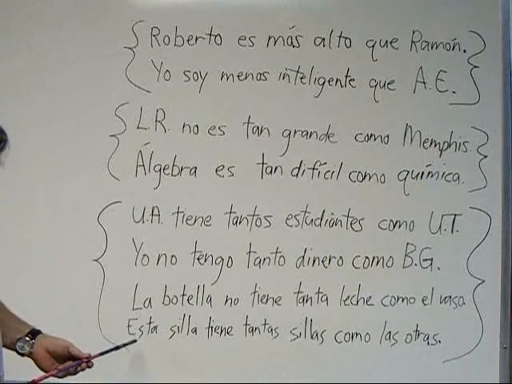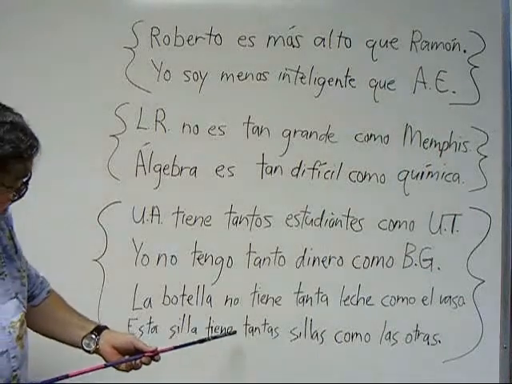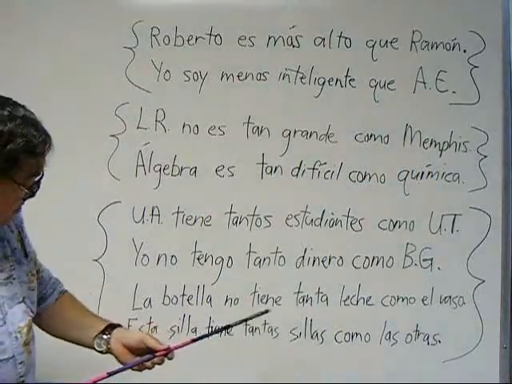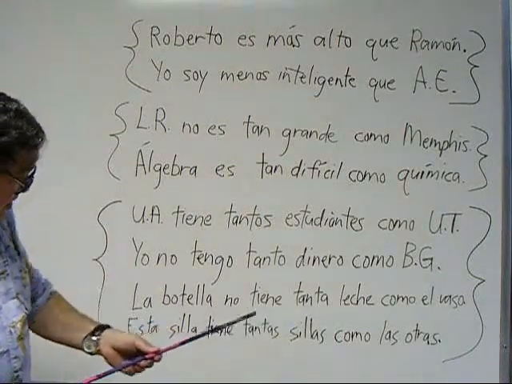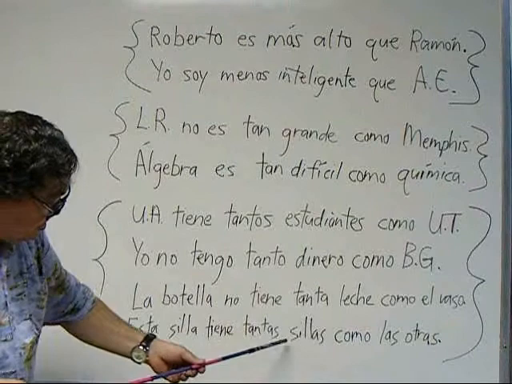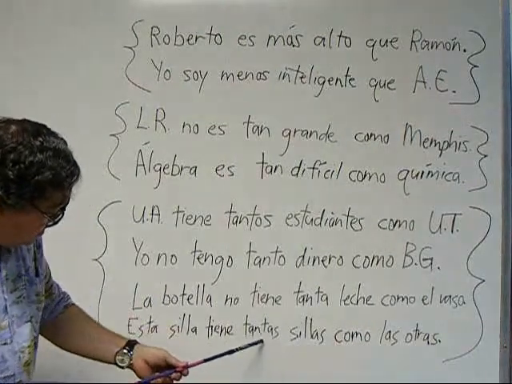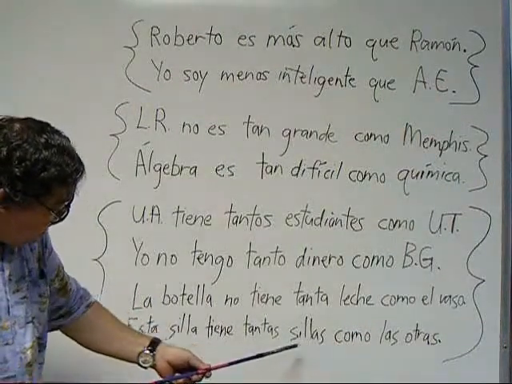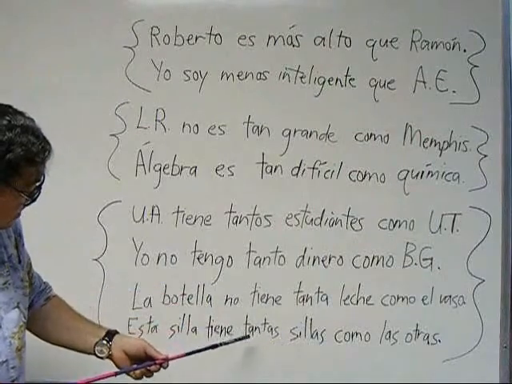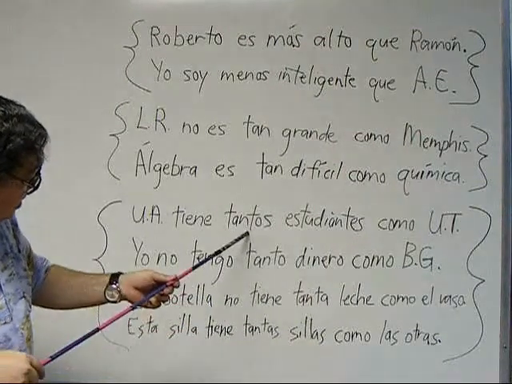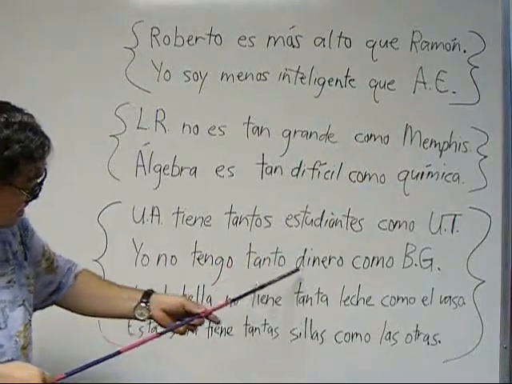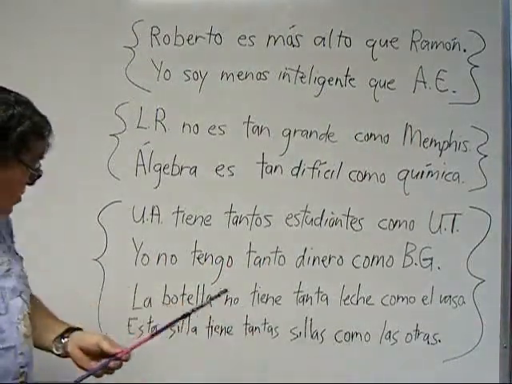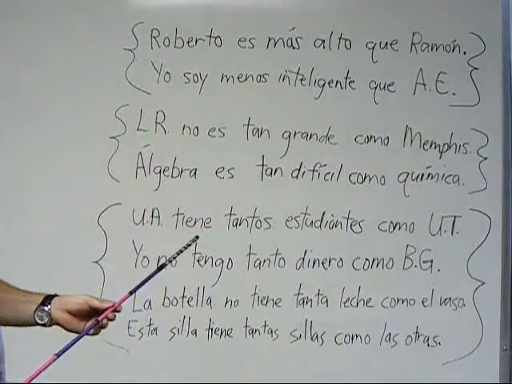Esta silla, the last one, esta silla tiene tantas sillas como las otras. This chair has as many chairs as the others. Okay. As many chairs as. Notice again it's feminine plural to match sillas. And when it's in the plural form, it's as many students, as many chairs, whereas when it's in the singular form, as much money or as much milk as the others.